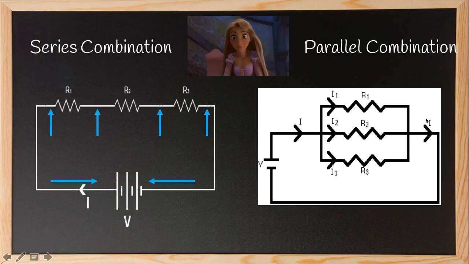Since the three resistors are not connected in a single line, we can observe that the current is splitting. Through R1 you can see current I1, through R2 current I2, and through R3 current I3. So every resistor in a parallel combination will have a different current flowing through it. It splits here, and at this end also it splits. You can see the blue lines. Between these two points there are three resistors, and this is the voltage.